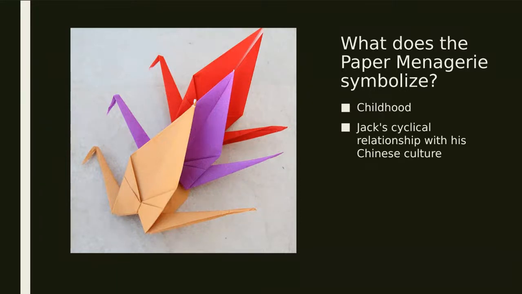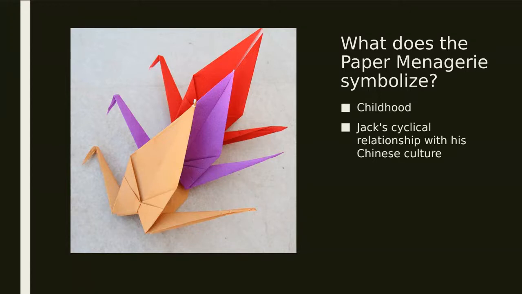So another symbolism through this story is Jack's cyclical relationship with his Chinese culture. In the beginning of his life, before other people's opinions of Jack and his mother came in, Jack had a great relationship with his Chinese culture. And then he realized it was something that ostracized him from his peers. And then he refused it and he pushed it away as much as he could.